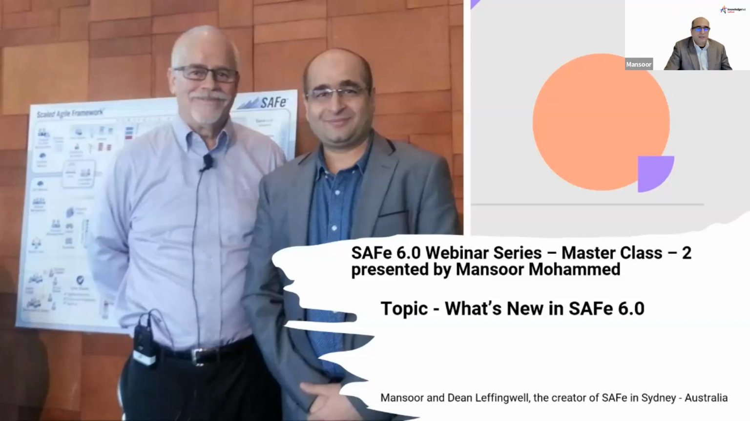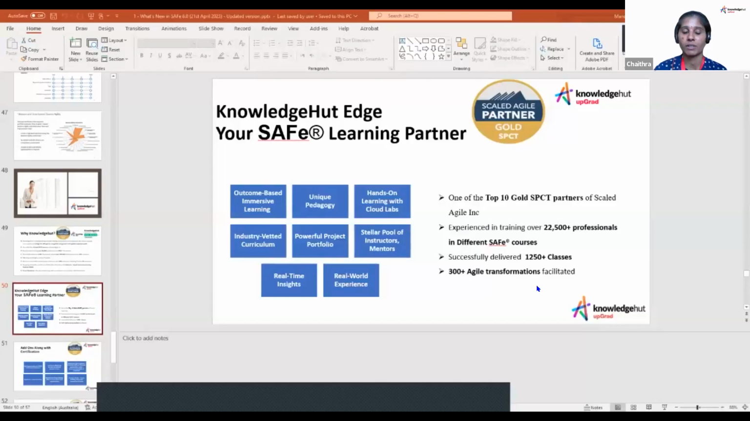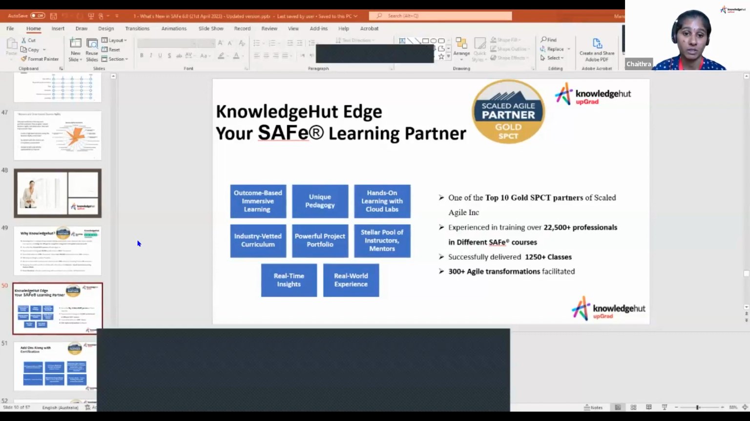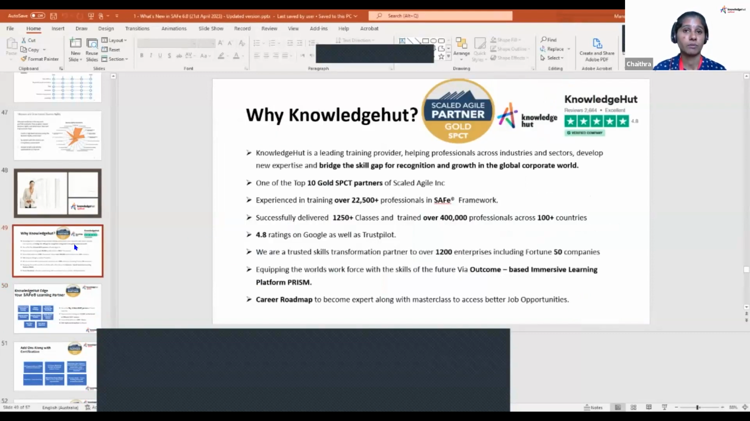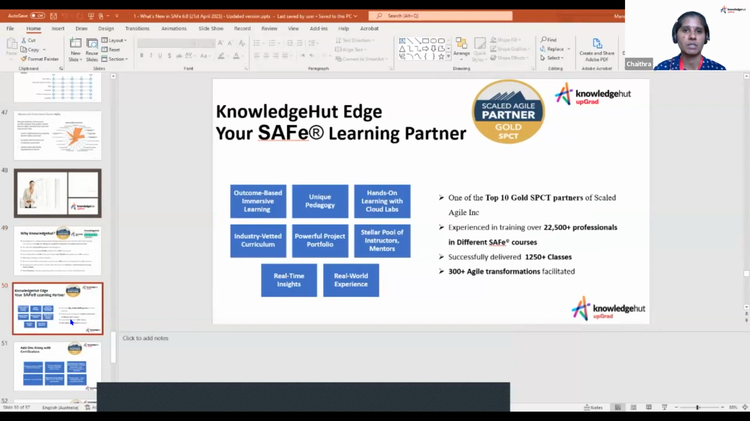Oh, did I change the slide? Yeah, sorry. We have many transformations happening all across with our SPCTs, a few of whom we have in-house and a few contract based. They work with us at our enterprise customers' places doing many transformations and guiding the enterprises to go on the right path by using the SAFe framework. And till now, as I told, we have done many agile transformations in various sectors like banking, healthcare, and IT industries.